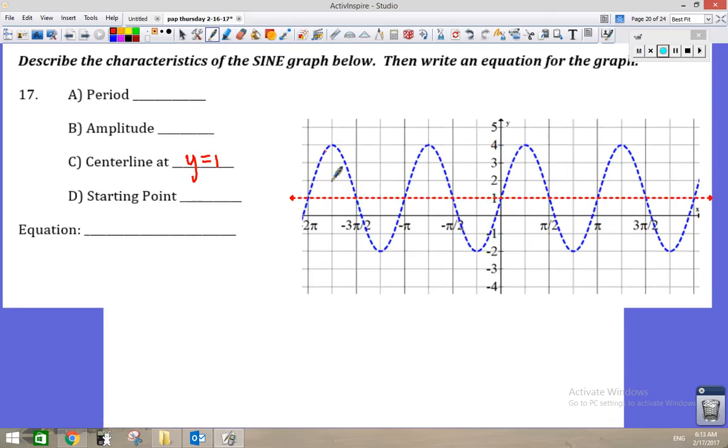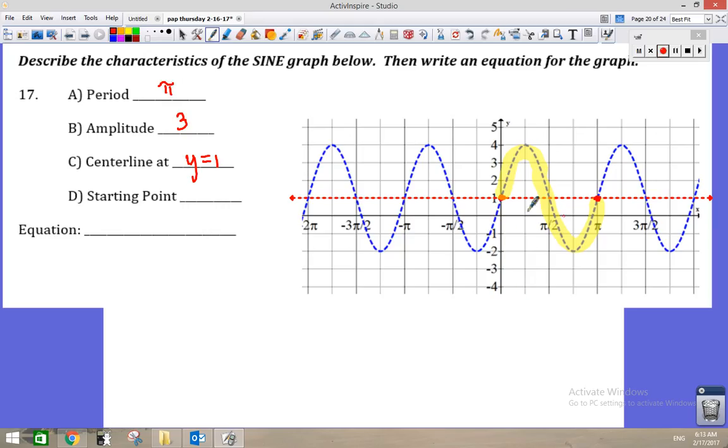And if I go up 3 units or down 3 units, I'll be at a max or a min, so the amplitude is 3. Let's say that we start right here and trace out a cycle. If we go up, come down, come back up, we hit that center line a second time there. That's one cycle. The length of this on the x-axis is telling me that the period is pi.